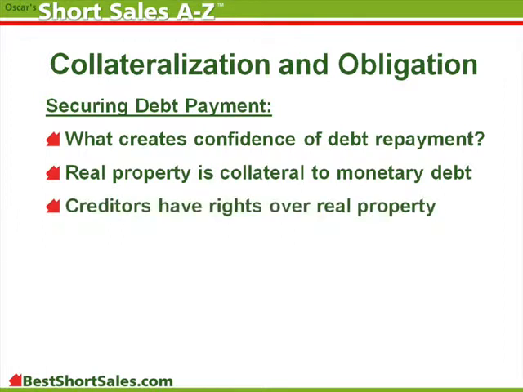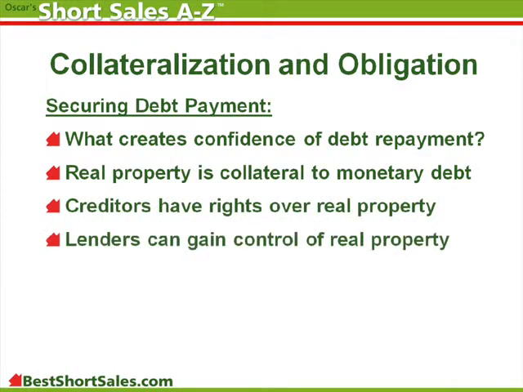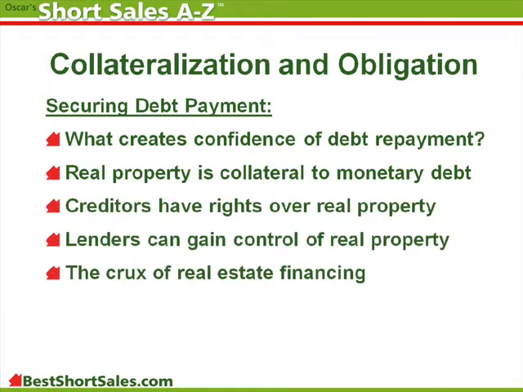In real estate financing, creditors have rights over the properties they finance. This means that the lender has the ability to gain control of subject real property and dispose of it in order to get paid. Obligation, collateralization, and foreclosure are the crux of real estate financing. It is vital to understand obligation, collateralization, and foreclosure. With this knowledge, the complete subject of short sales and foreclosure will be revealed logically and understandably.